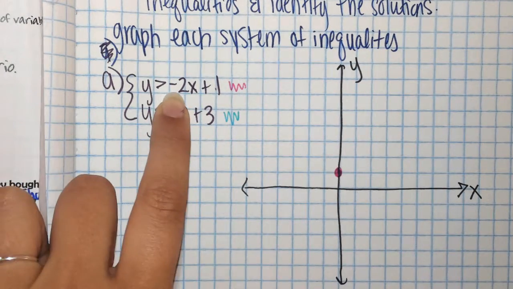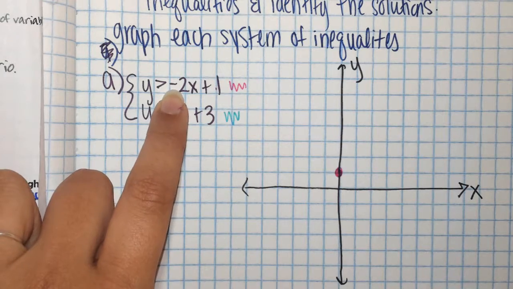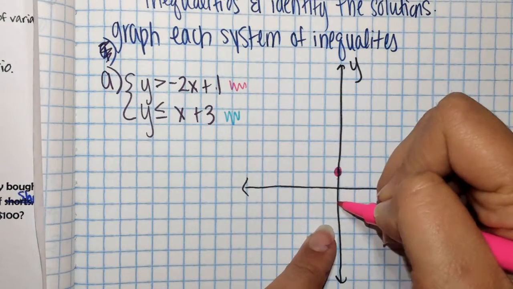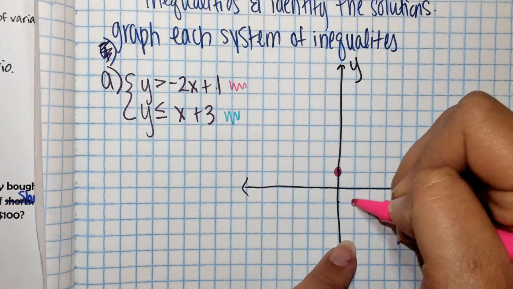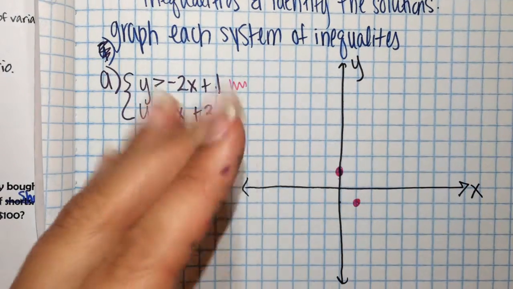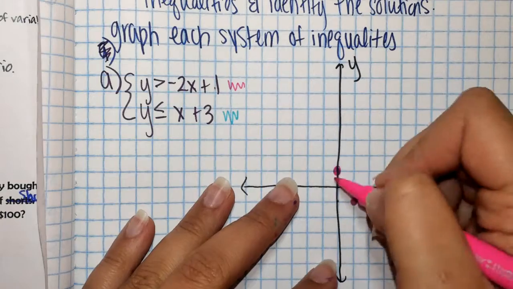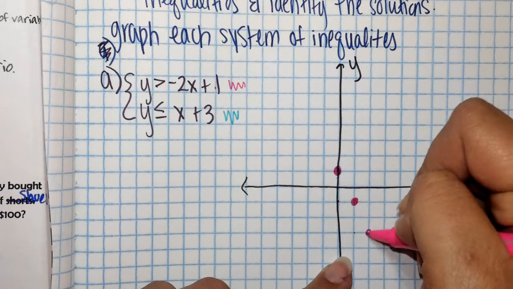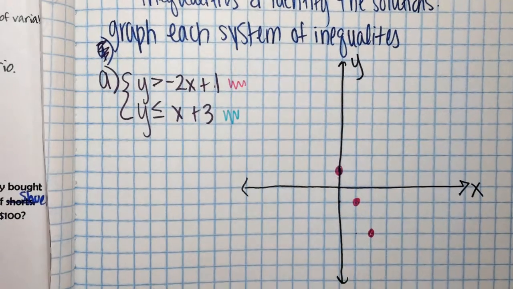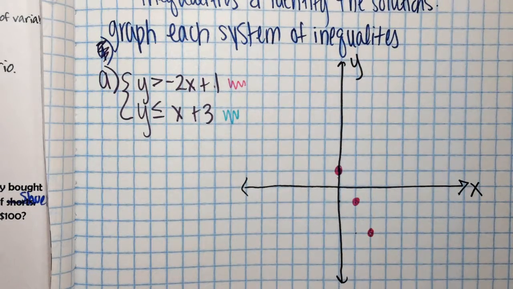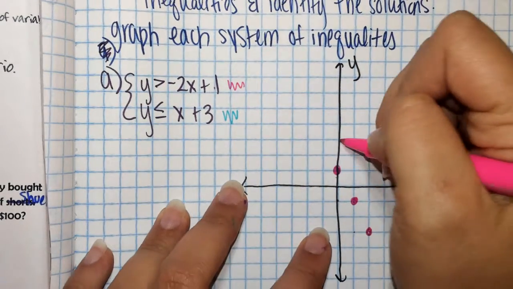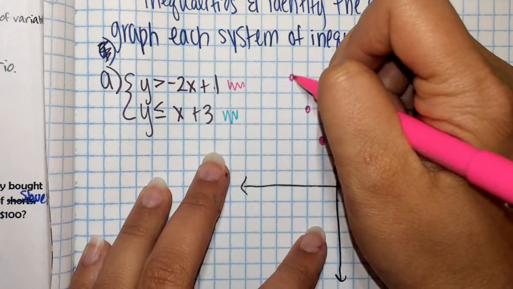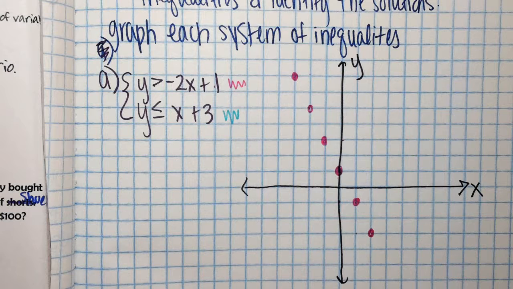Now, our slope is negative 2. So are we going to go up or down? Down how many? 2. And then? Right 1. Down 2, right 1. If you go down, you go to the right. Down 2 on a negative. Down 2, right 1. Do it again. Down 2, right 1. Now, we need to go all the way across the graph. So then you go up 2, left 1. Up 2, left 1. Up 2, left 1. Now, don't connect your dots yet.